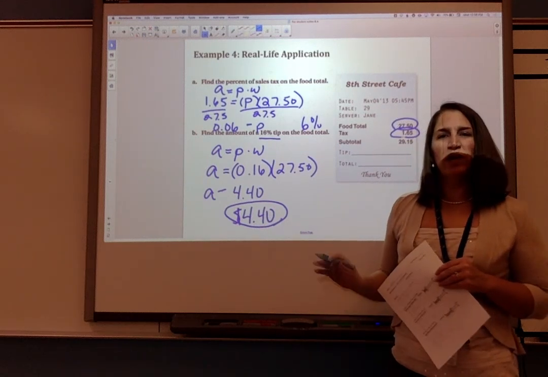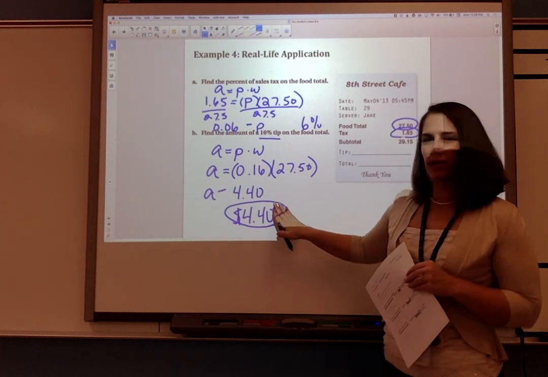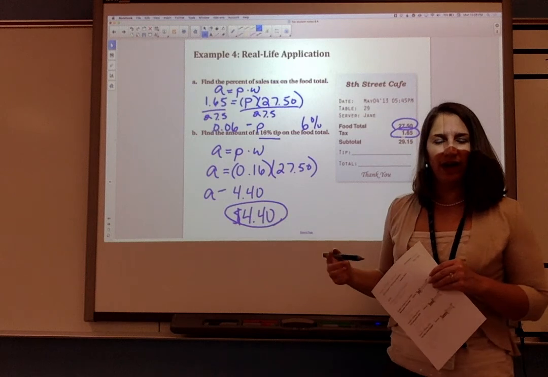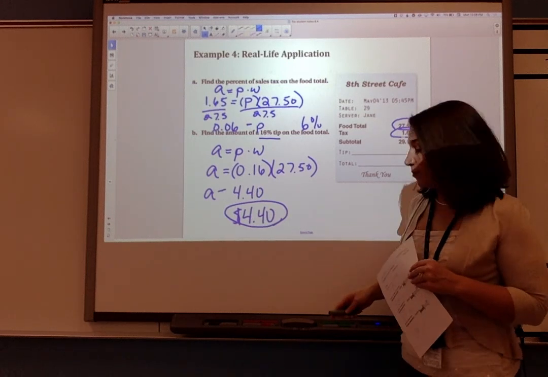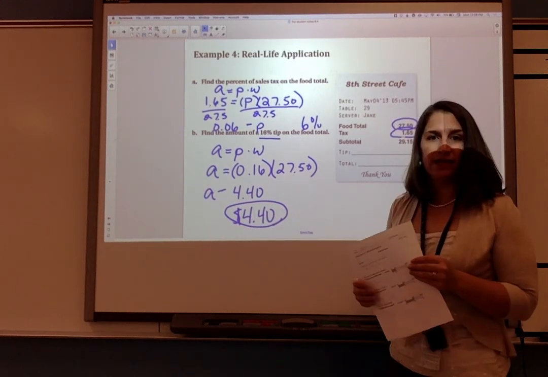So our answer here is $4.40. Remember, whenever you're writing money amounts, you don't want to leave it as 4.4. You always want to have money amounts to the hundredth to show how many cents out of a dollar.